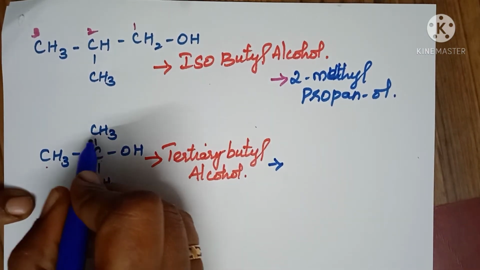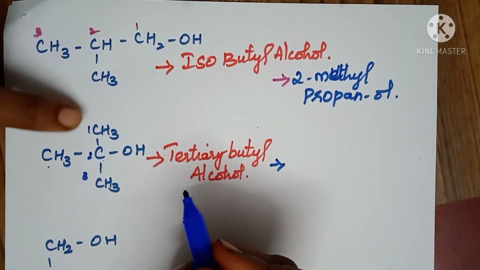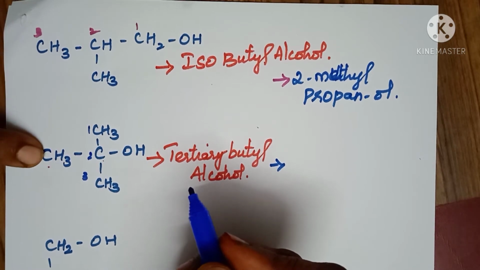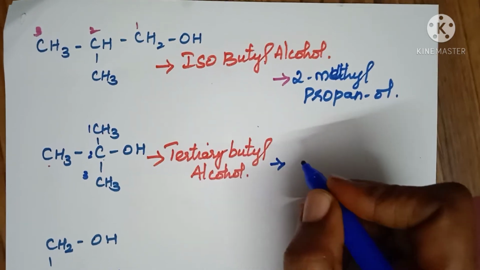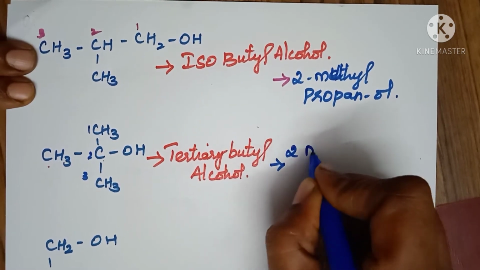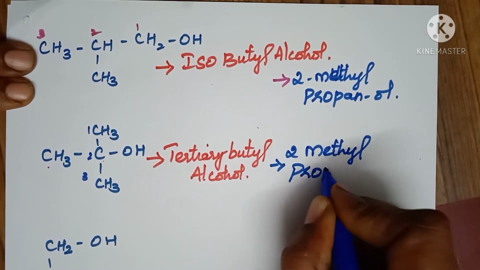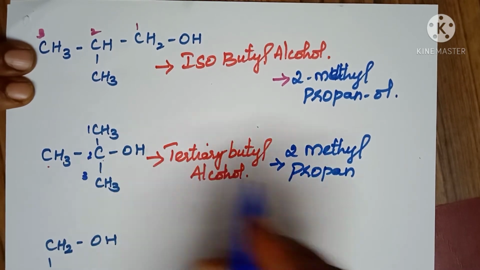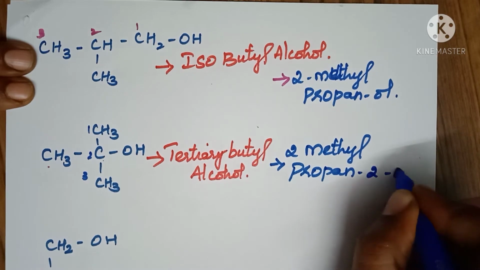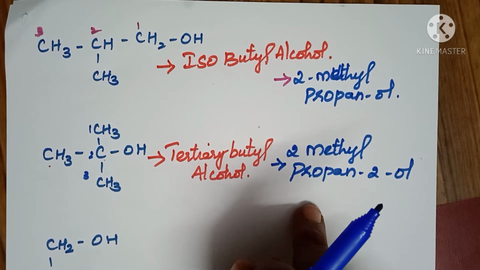See, now in this, here 1, 2, 3. We can write it in such a way. In that second carbon, a methyl group is attached. So that means 2-methyl propane. See here, 2-methyl propane. Here, in which carbon is the functional group attached? Second carbon only, no. So that means 2-ol. So 2-methyl propan-2-ol. So that is the way you have to name for IUPAC.